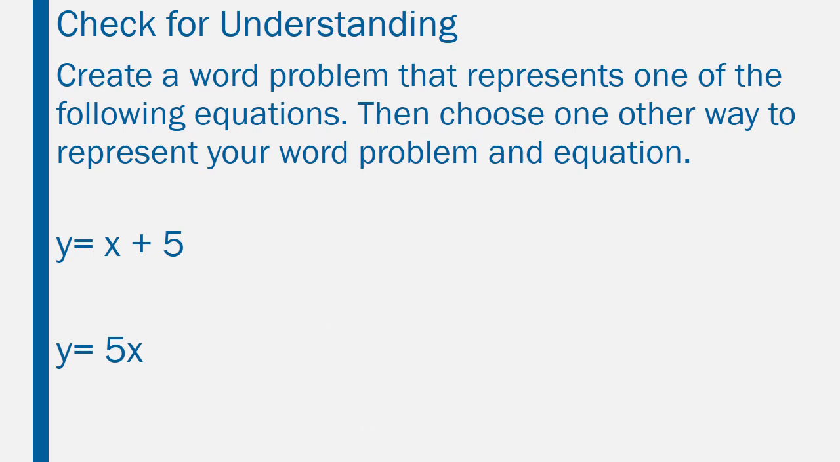All right, now we're going to check and see if you understand this. So I want you to create a word problem that represents one of the following equations. Then you're going to choose one other way to represent your word problem and equation. So you have either y equals x plus 5 or y equals 5x. Now you're going to turn those into a word problem of your choice. It could be anything. And then choose one other representation. That can mean a table, graph, or verbal description. You already have the equation.